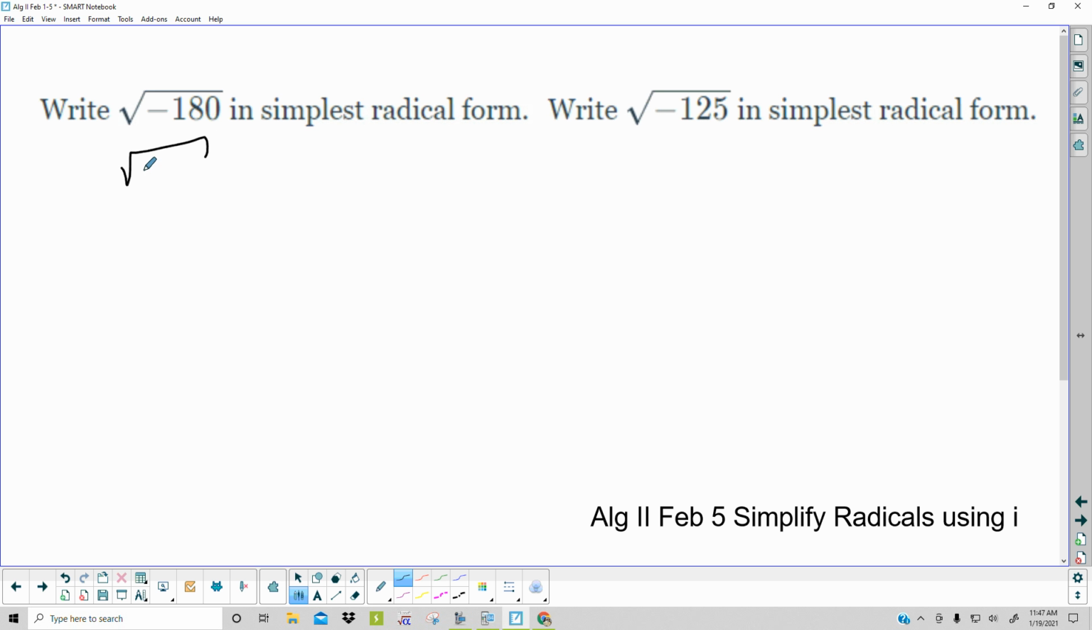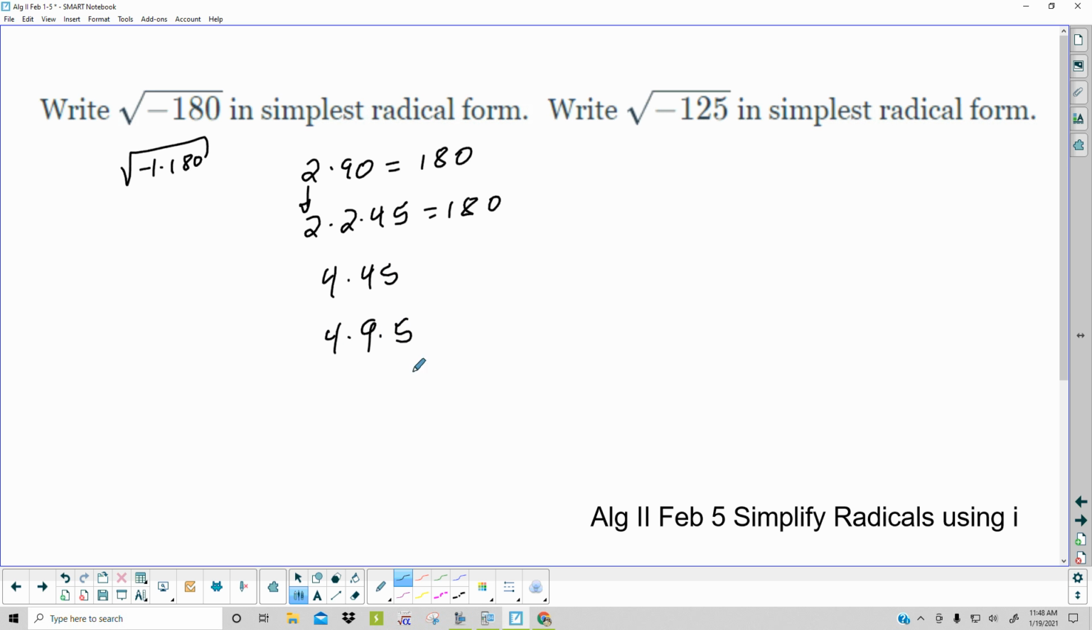So that's the square root of negative 1 times 180. And the 180 we've got to start breaking down. So 2 times 90 is 180. Let's try another 2. So I'm keeping that original 2. This 2 is just coming down. 2 times 45. Now that's 4, which is good. 4 times 45. But 45 is 9 times 5.